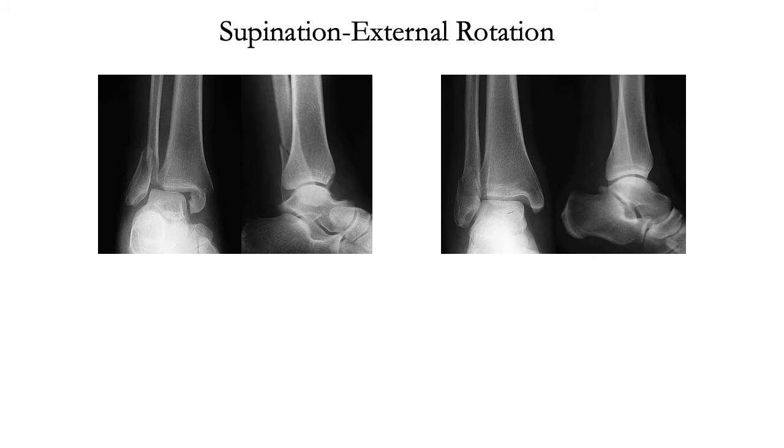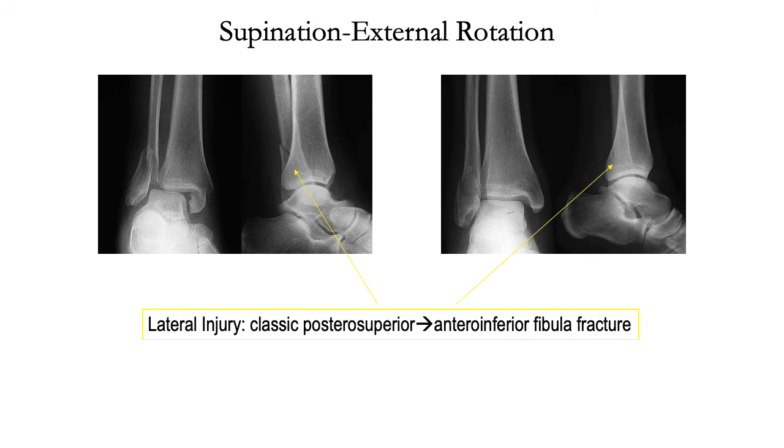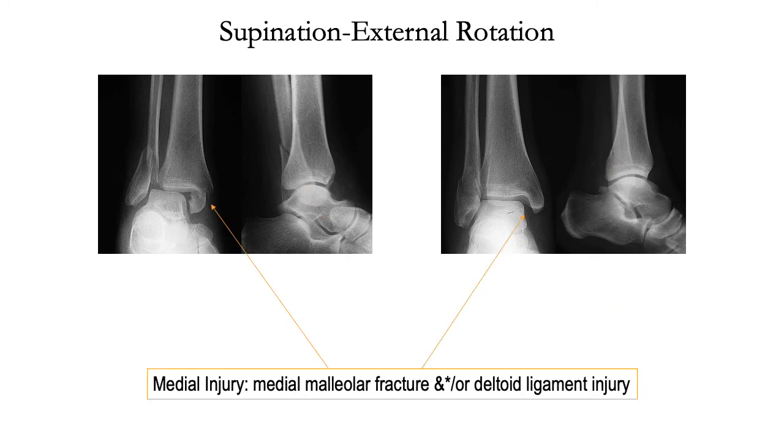First is the supination external rotation injury. You can see the fracture of the lateral malleolus. You can see the injury of the medial ligament or the fracture of the medial malleolus.